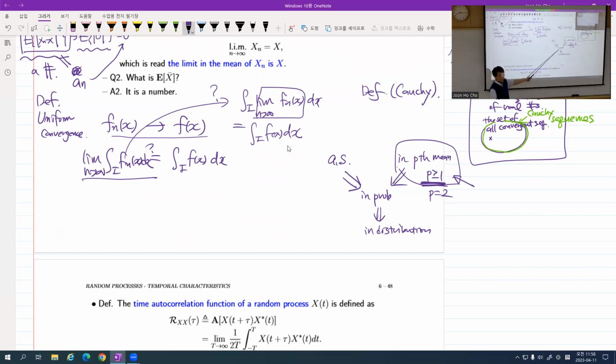Sometimes we need this one, convergence in probability. And we also use that one, for example, mean square sense. So mean square convergence is very, very useful. You'd better remember that one for now. Got it?